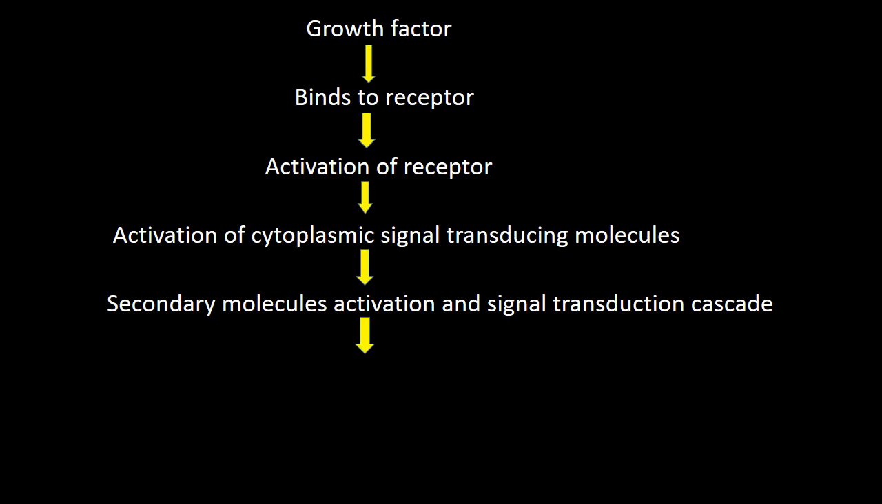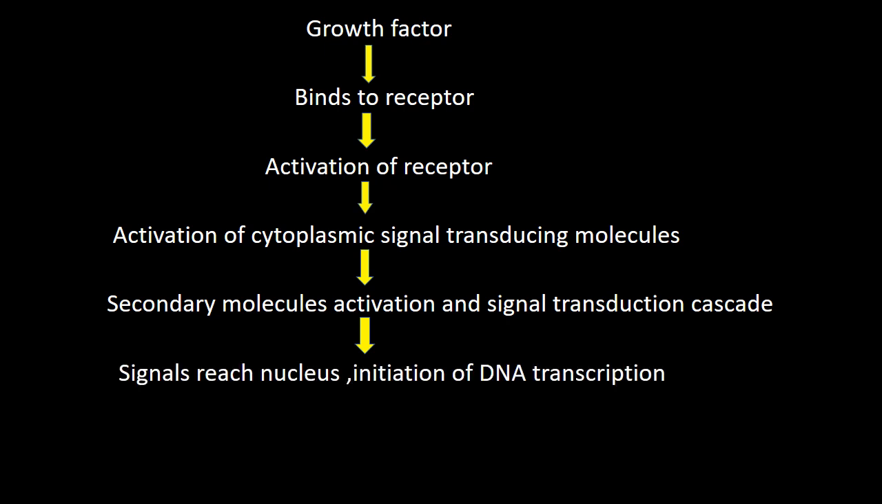As a result of that, the signals will reach the nucleus and cause initiation of DNA transcription. Now for a cell to divide, not only the DNA but also the other cell components like cytoplasm and cell organelles like endoplasmic reticulum and ribosomes, everything has to be doubled, right? So for that, other transcription factors are needed. The cell cycle will now progress and the cell will undergo division. This is what usually happens in a normal cell.